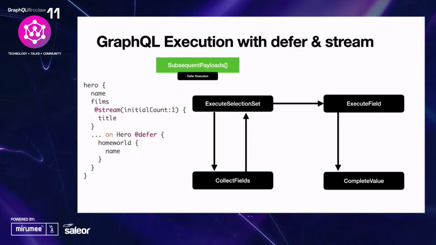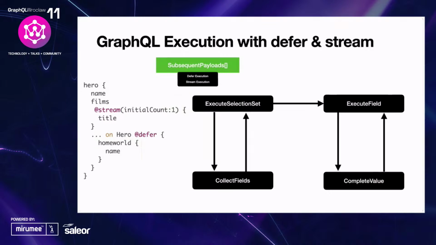So if it's completing a list field that does have a stream directive, it's going to proceed normally, completing each item in the list up until it reaches the initial count index. And now we're going to fork execution again and push the execution branch to subsequent payloads. The items that were completed before the initial count was reached get returned back to execute field, and each item after the initial count gets its own payload. Then the rest of the execution algorithm continues normally.